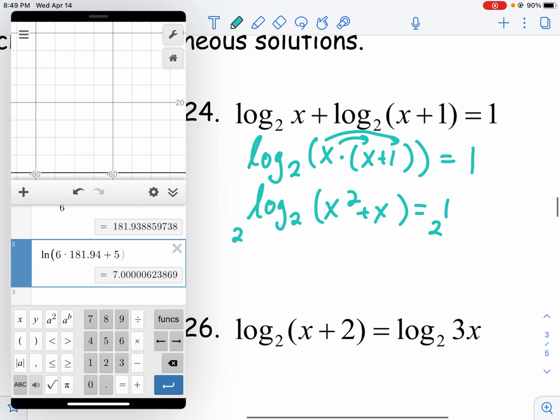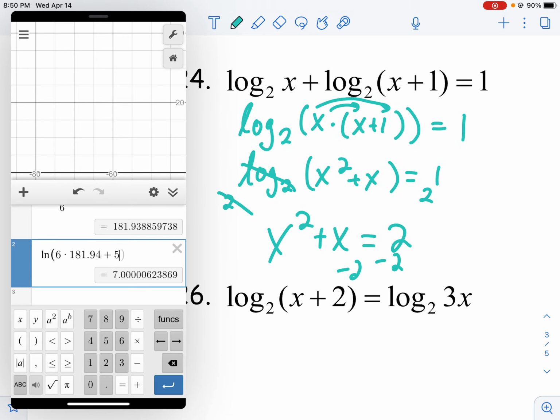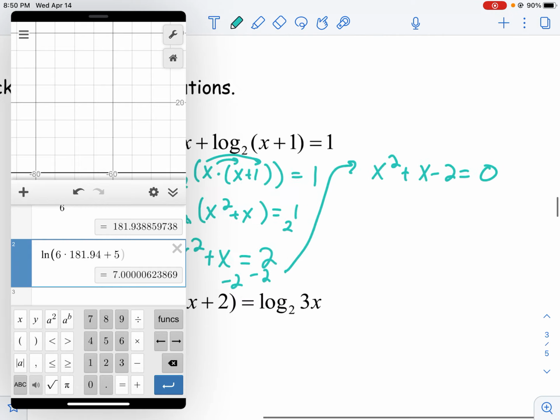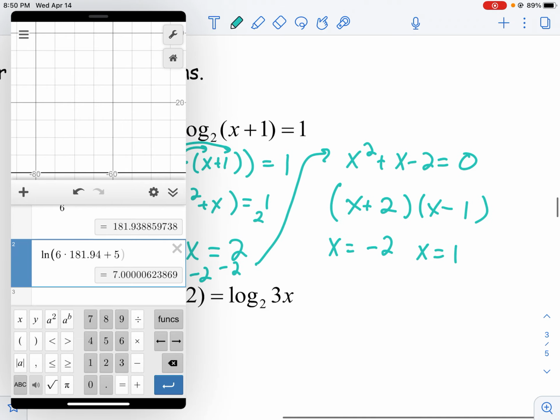And then we exponentiate 2 to both sides. That log base 2 and this 2 will cancel to leave us with x squared plus x is equal to 2 to the 1st power, which is just 2. Subtract 2 from both sides to get x squared plus x minus 2 is equal to 0. And then this should factor. We have x and x. We have positive and negative. Looks like positive 2 and negative 1. So then our x values that could possibly work are negative 2 and x equals 1.